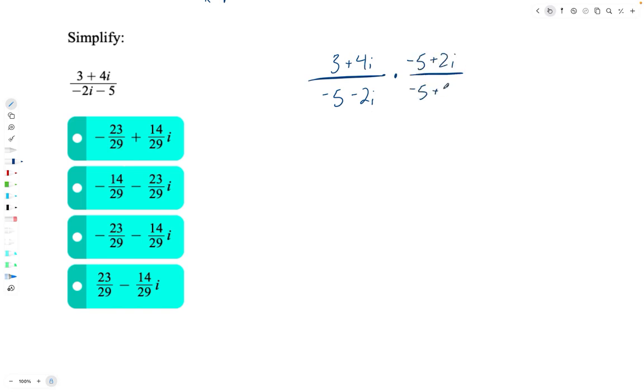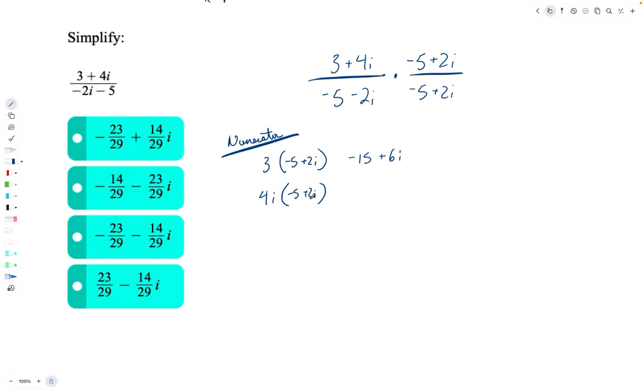-5 + 2i. All right, so I'm going to do the numerator first. 3 times (-5 + 2i), and then 4i times (-5 + 2i). So that's each of the terms in the numerator times this one over here. And that's going to give me -15 and a positive 6i.